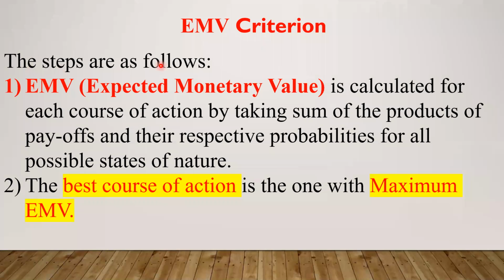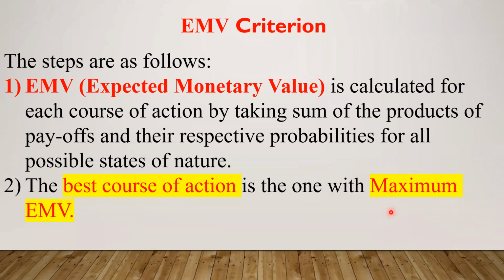EMV criterion. These steps are as follows. How to calculate the EMV? EMV, that is expected monetary value, is calculated for each course of action. How do you calculate? By taking the sum. Sum of what? Sum of the products of payoffs and their respective probabilities for all possible states of nature. Then, after you have calculated EMV for each course of action, select that course of action as the best course of action which has the maximum EMV.